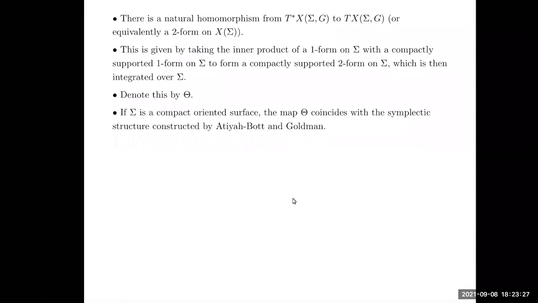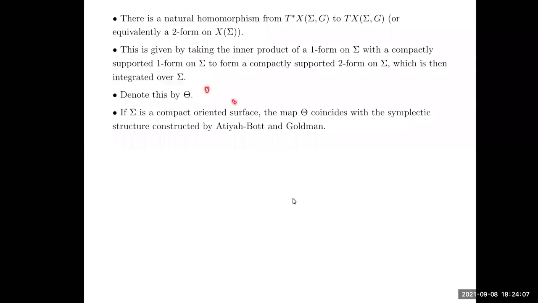There's a natural homomorphism from the cotangent bundle to the tangent bundle, equivalently a 2 form on the representation space. This is obtained by taking the inner product of a bundle valued 1 form on the surface with a compactly supported 1 form on the surface. So that gives you a compactly supported 2 form on the surface, and then you can integrate over the surface. And we'll denote that by theta.